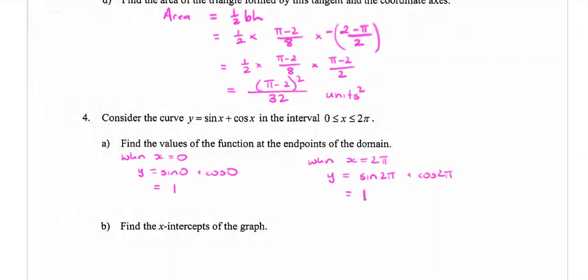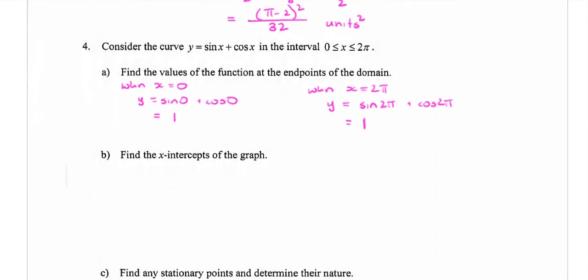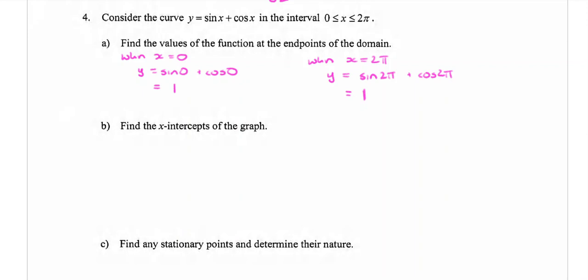Part B. Find the x-intercepts of the graph. How do you find x-intercepts? You make y equals 0. Okay, so if y equals 0, I have 0 equals sine x plus cos x.